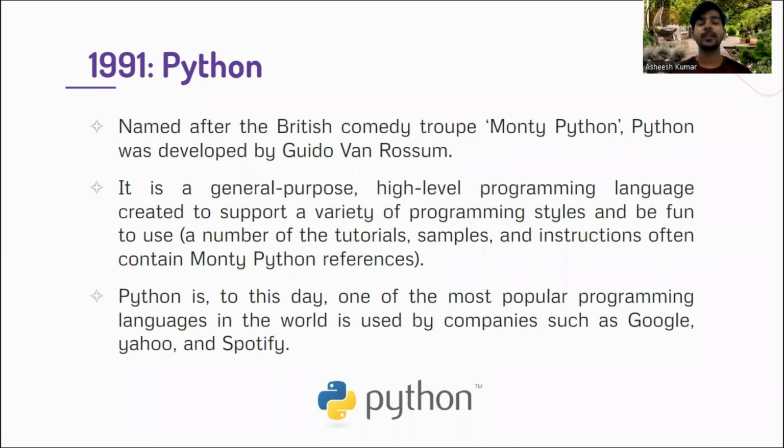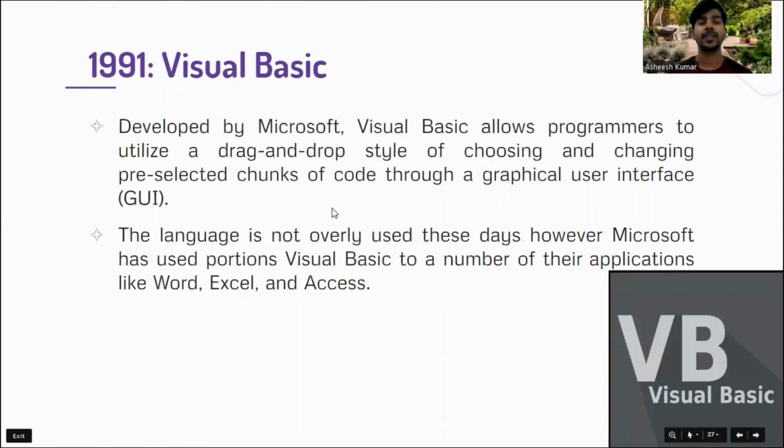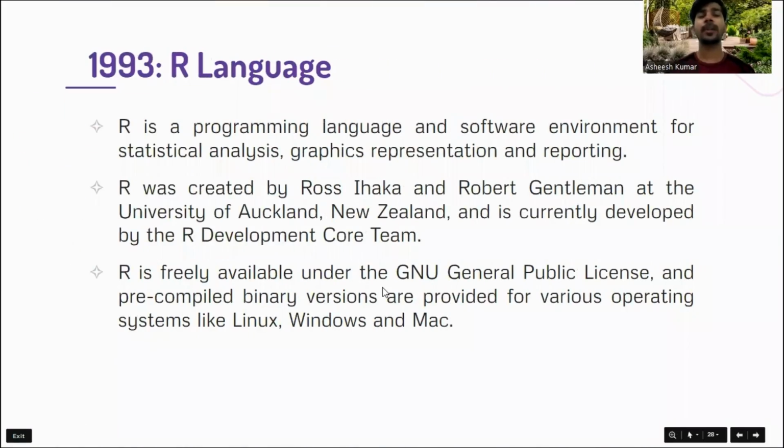So after Python, the next language introduced was Visual Basic. Visual Basic was developed by Microsoft. The next language is the R language. R is a programming language and software environment for scientific analysis, graphics representation, and reporting.